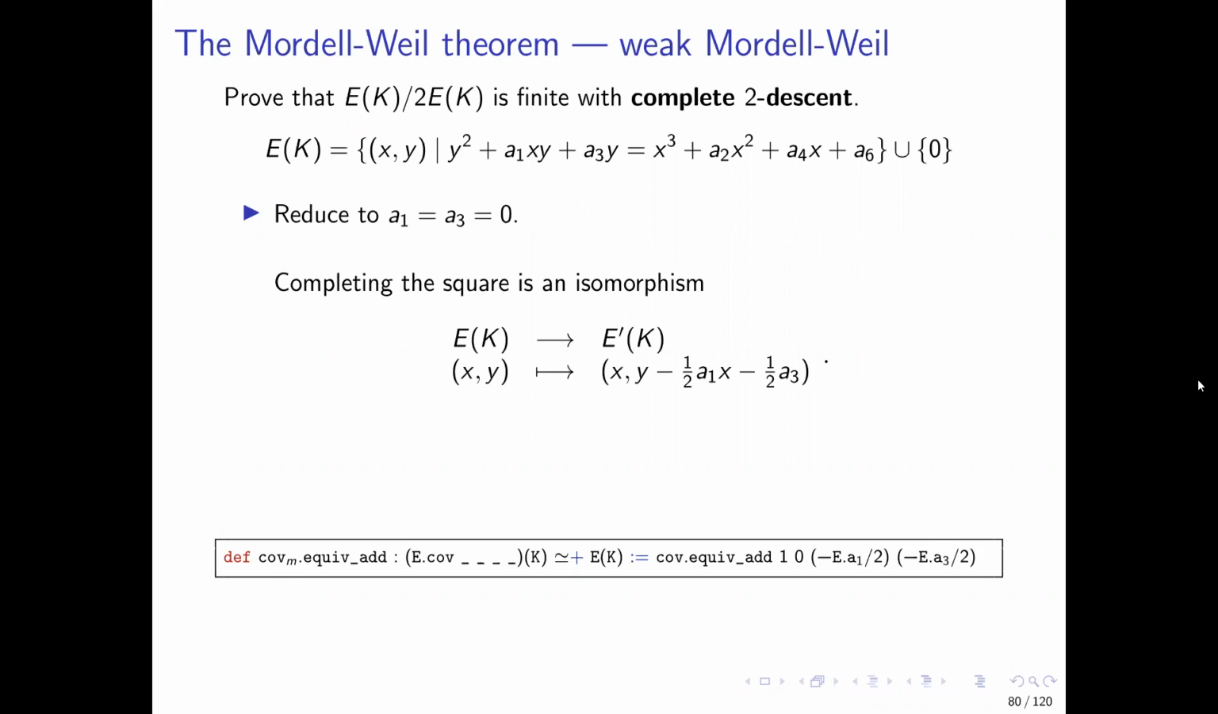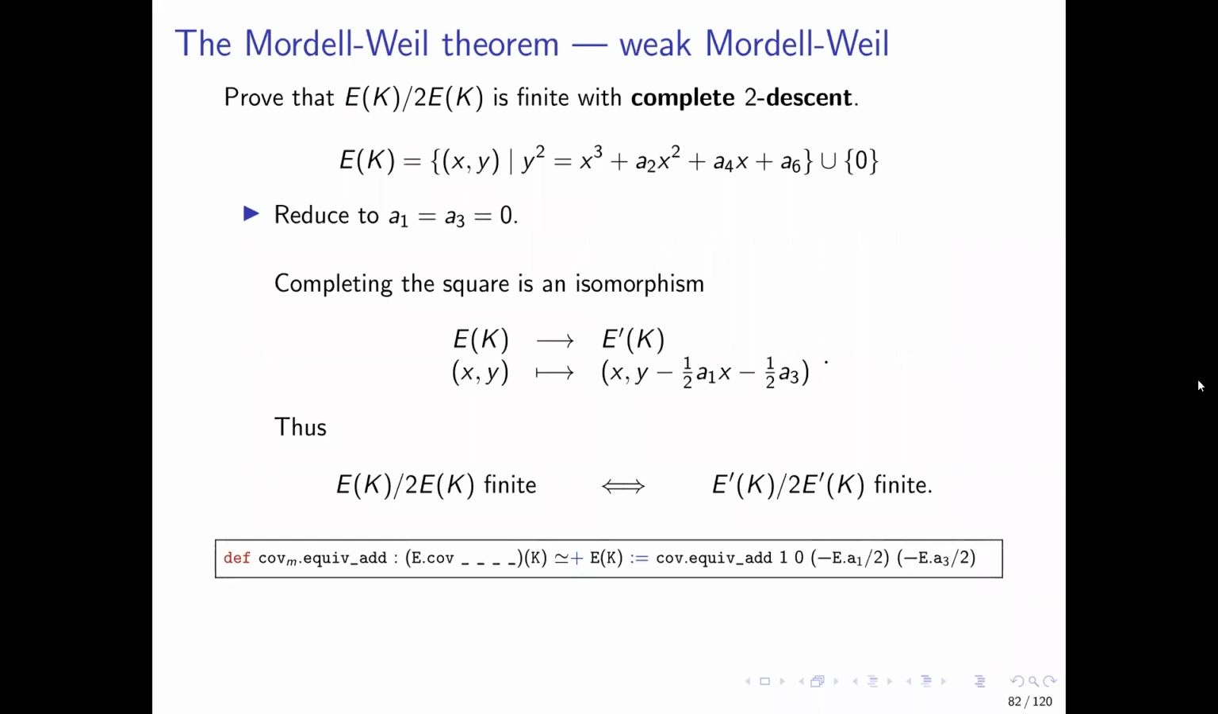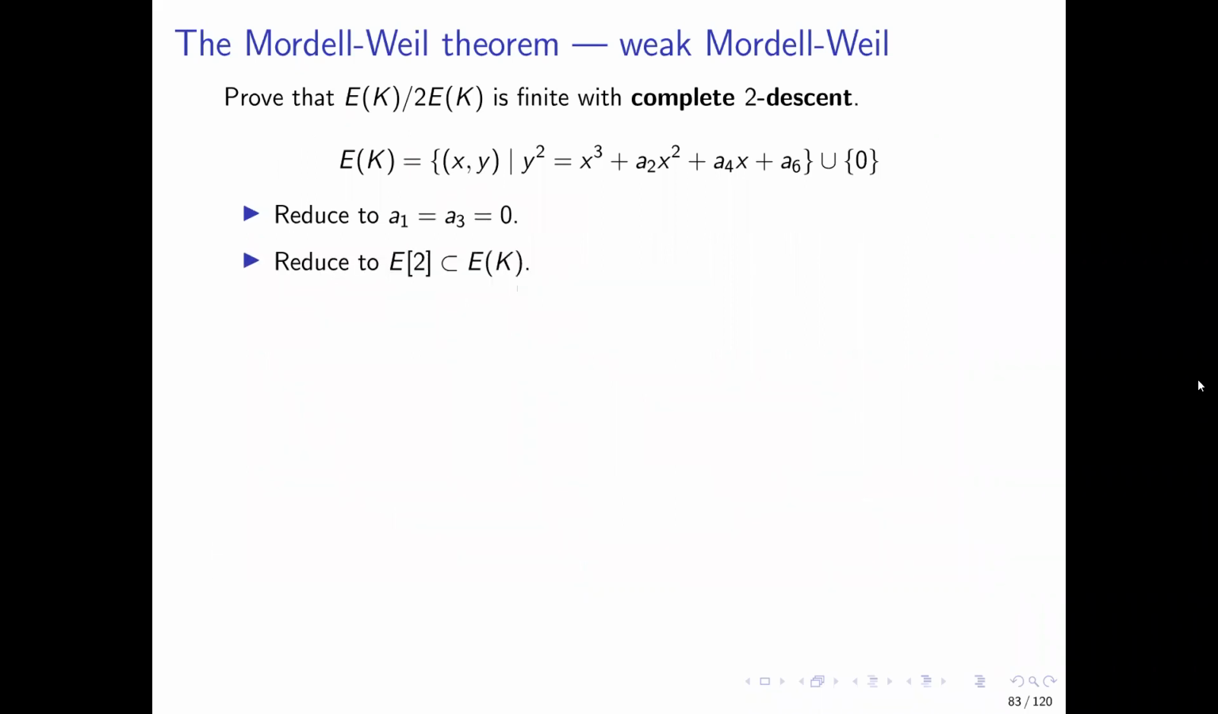So completing the square is an isomorphism given by a change of variables I did earlier. If this is an isomorphism where E prime is the elliptic curve but with these 2 things being 0, then this is finite if and only if that is finite, which means I can just show that that is finite to show that this is finite. So that's the first reduction step. Now I can just replace the equation with the one where A1 and A3 are 0.